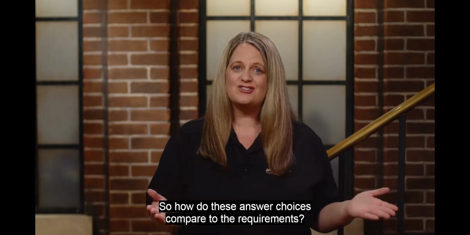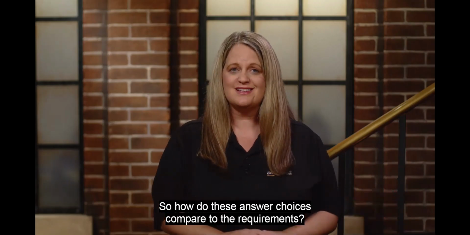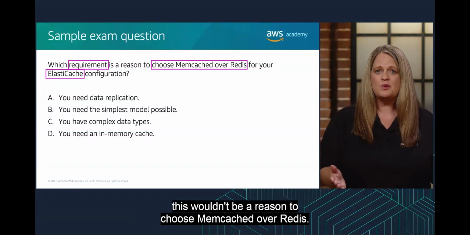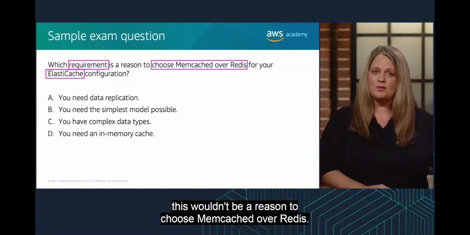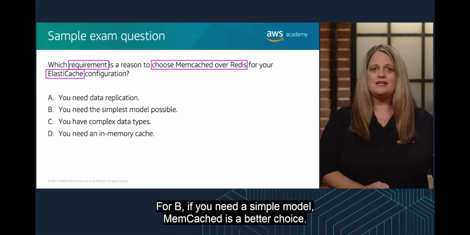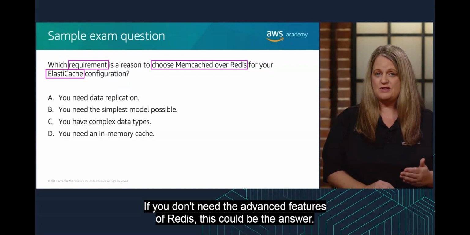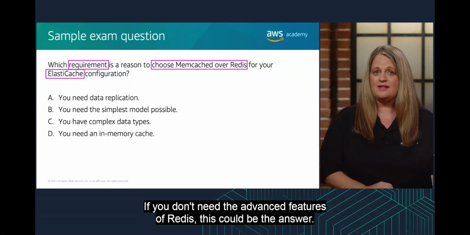So, how do these answer choices compare to the requirements? For A, Memcached doesn't support replication, so this wouldn't be a reason to choose Memcached over Redis. For B, if you need a simple model, Memcached is a better choice if you don't need the advanced features of Redis. This could be the answer.